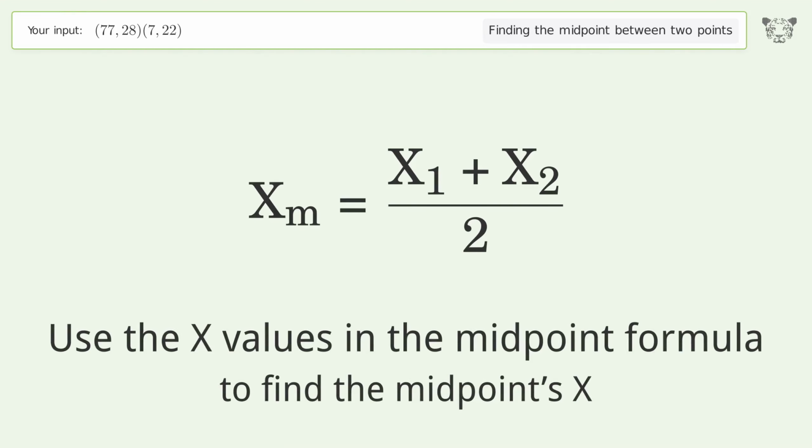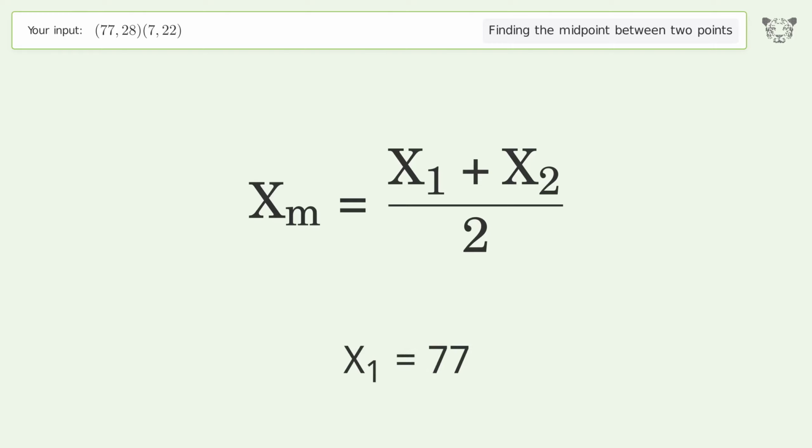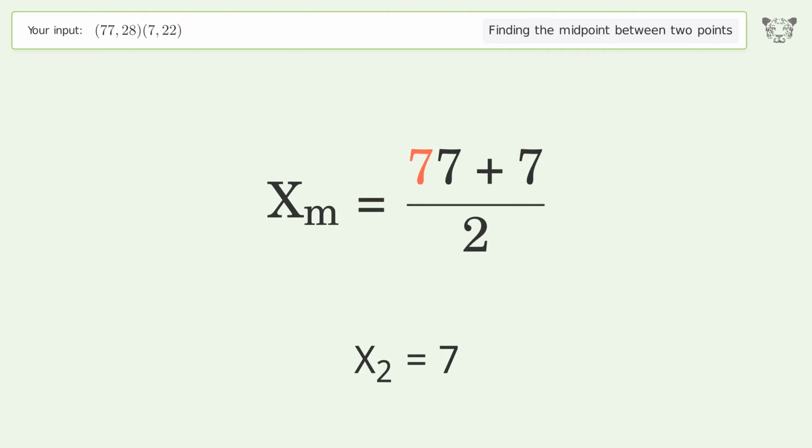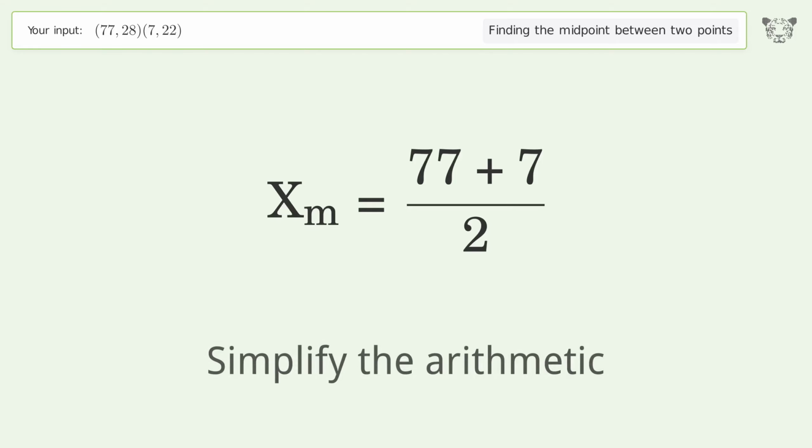Use the x values in the midpoint formula to find the midpoints x. x1 equals 77. x2 equals 7. Simplify the arithmetic.